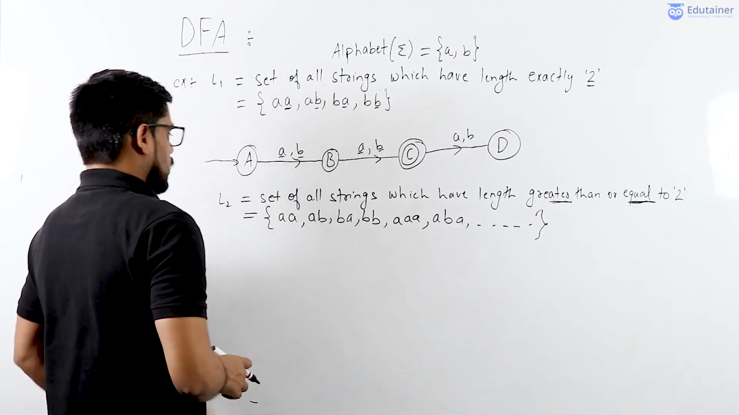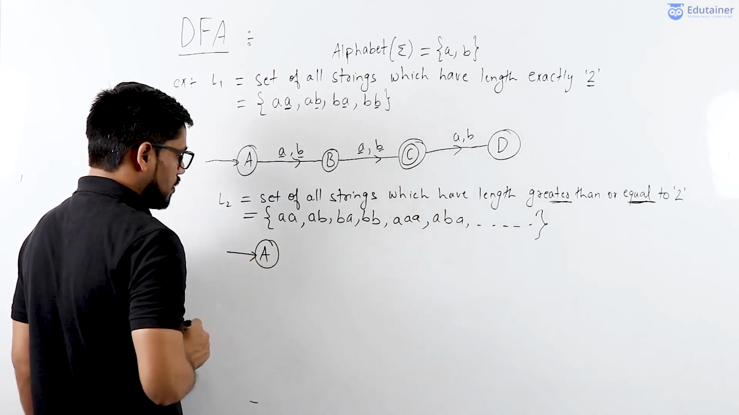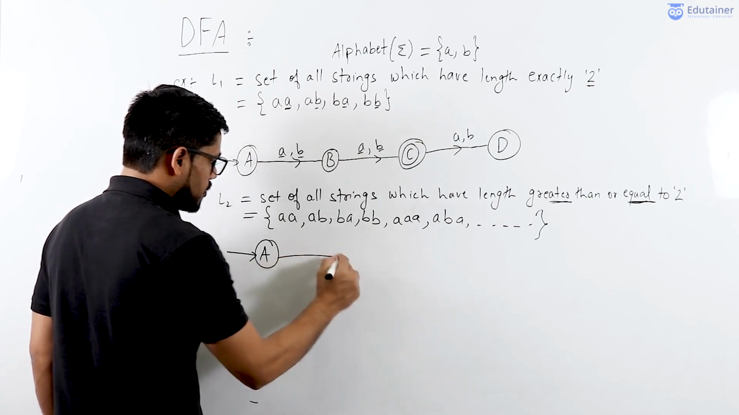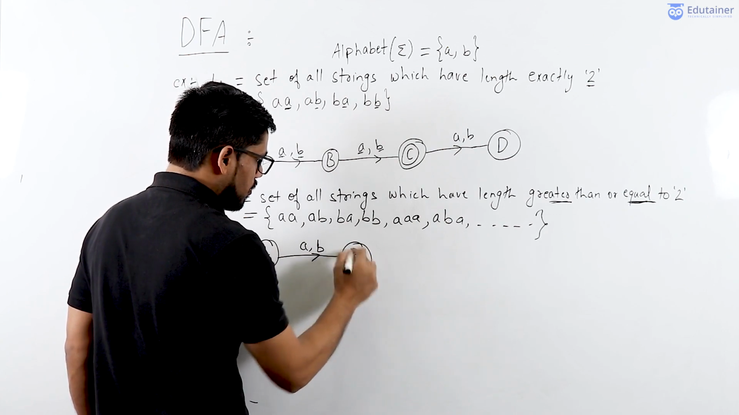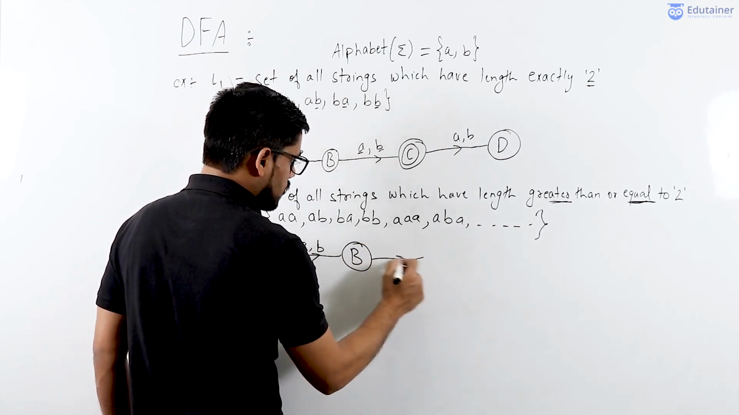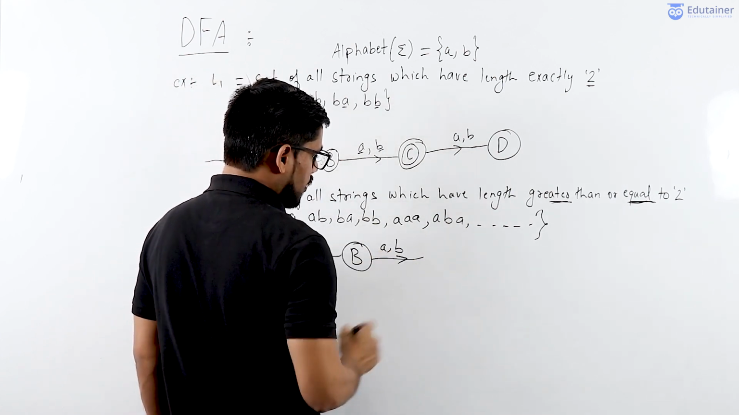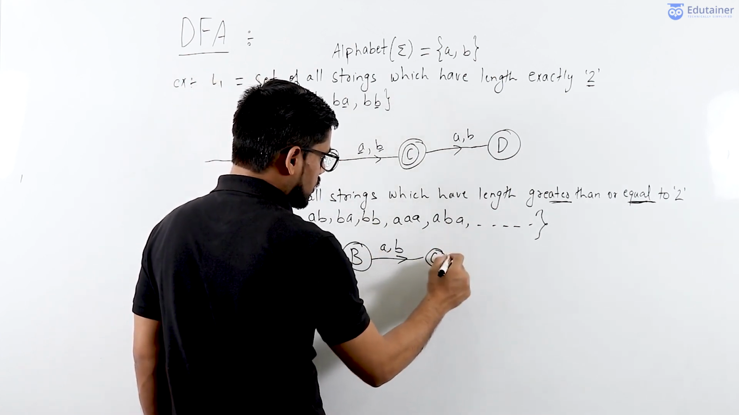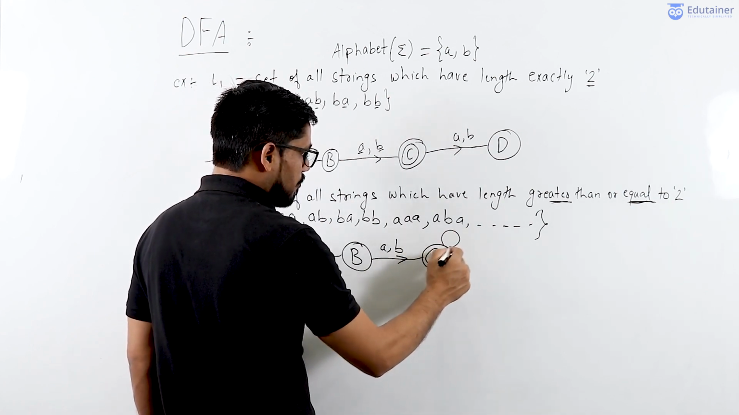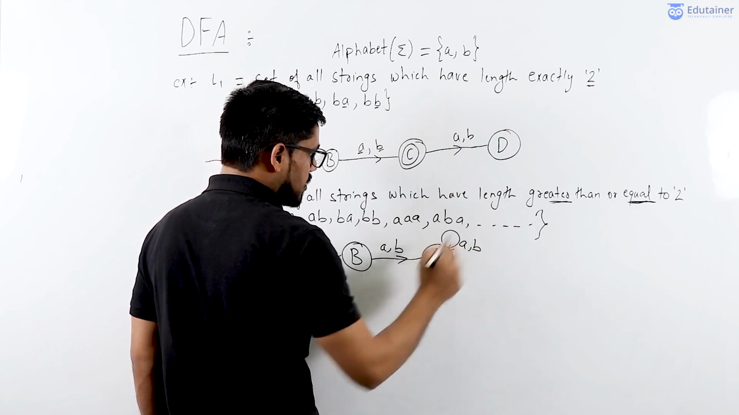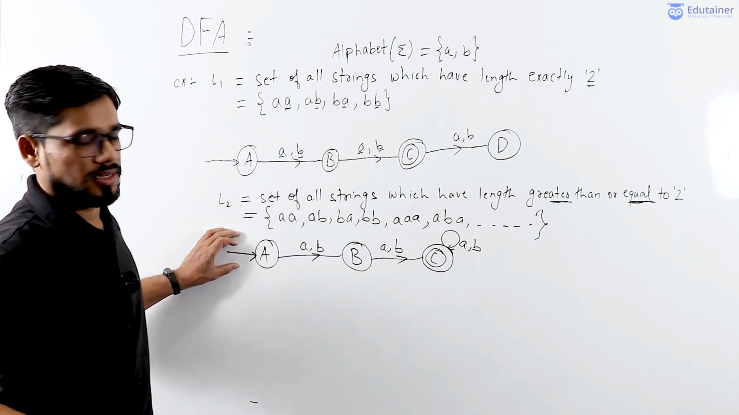Okay, so the DFA will be, let's say I will start with initial state capital A. On seeing small a or small b, I will go to state capital B. On seeing small a or small b, I will go to state capital C, which is final state. And on final state, if I see any number of A's or B's, I will simply accept it. That means in this DFA, there is no dead state. Okay.